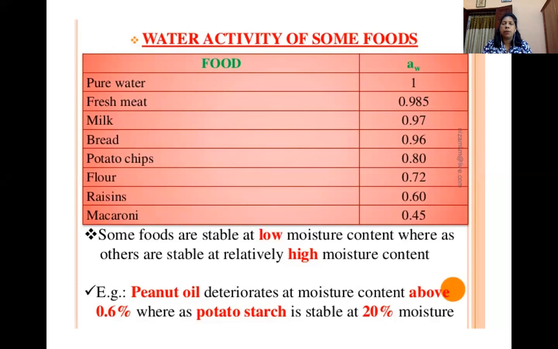But in the case of potato starch, it is stable even at 20% moisture, because the available moisture is not supporting a reaction, because potato has sugars and therefore those sugars bind with that water, right?